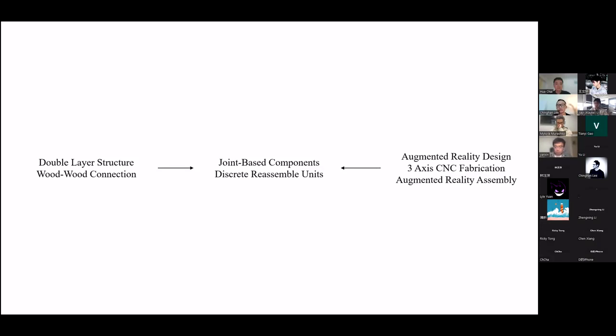premises, so it's about joint-based components and also discrete assembled units. So the structure will be easily reassembled without harming each timber component. So the joint-based components were made of mortises, tenons, and some dowels to increase the rigidity of each timber component.